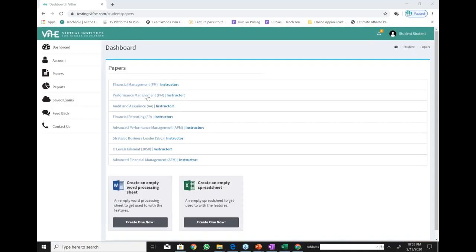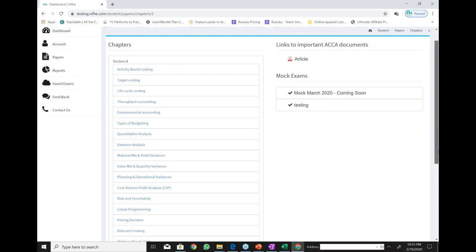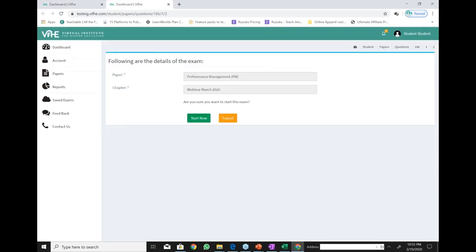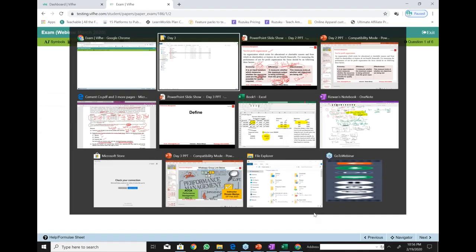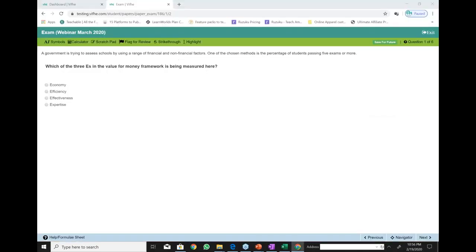Now let's quickly move towards certain questions and see how OTs will be solved in the paper. So let's quickly look at certain OTs and see what we have to solve here. For the last 6 minutes we will be spending on the OTs. I've covered economy, efficiency and effectiveness, so I hope this is clear. Input measure is economy, input to output is efficiency, and effectiveness is objective oriented.